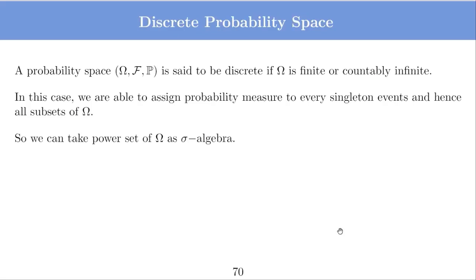What we can do is we can just make singleton events, and we will be able to assign probability measures to every singleton event. And we can show that by using this we can assign it to all subsets of omega. Because we will be able to assign for all subsets of omega, we can just take the power set of omega as sigma algebra. Of course we can take a smaller set as a sigma algebra, but we can also take the power set, which is the largest sigma algebra, and even in that case, we can assign the probability measure to each singleton event and each set in the sigma algebra.